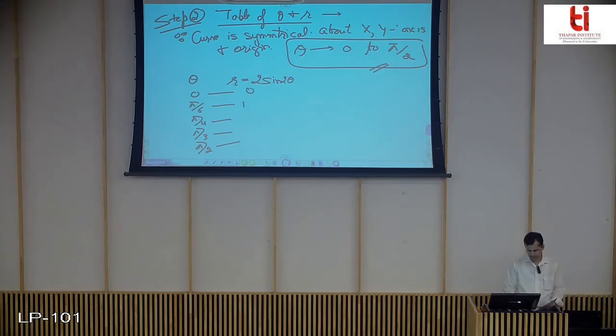Then for pi by 6, it is root 3, approximately 1.7. For pi by 4, it is 2, then 1.7, and then 0. So these are the values of r corresponding to the values of theta: 0, 30 degree, 45, 60, 90, well-known values where we can easily find sine and cosine. So this is step 2, corresponding to symmetry about x, y and origin. We draw the table of theta and r, taking theta from 0 to pi by 2.